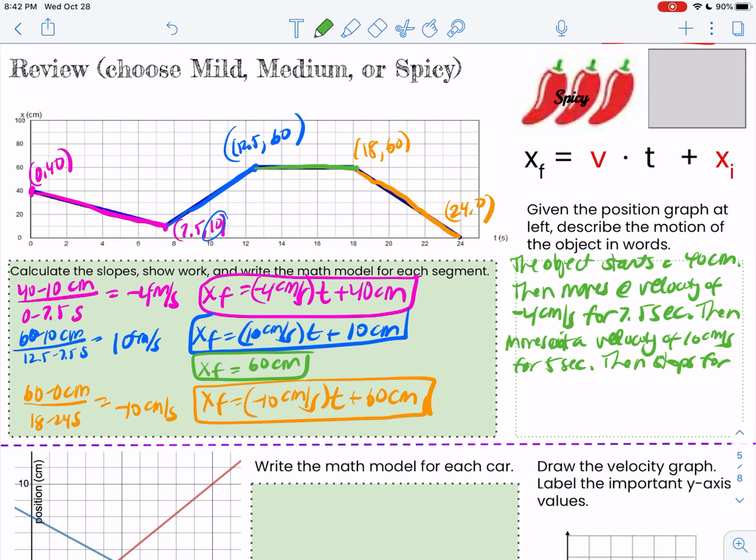Then stops for 12.5 to 18. What is that? 5.5 seconds. Then moves at velocity of negative 10 centimeters per second for 6 seconds. Okay, something like that, right? It doesn't have to be exactly perfect, but something like that. All right.